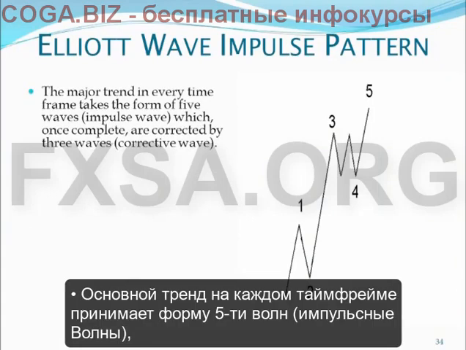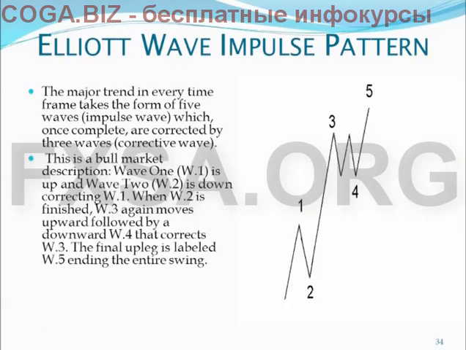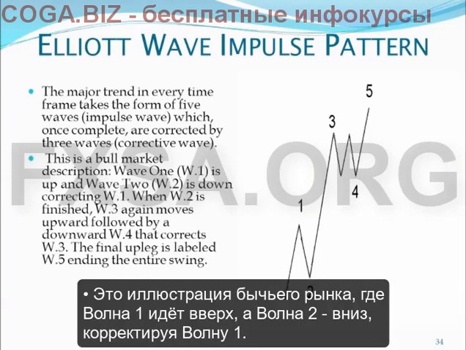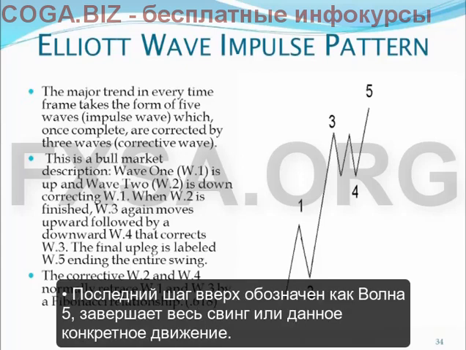Now here's an Elliott wave impulse pattern. The major trend in every time frame takes the form of 5 waves, impulse wave, which, once completed, are corrected by 3 waves, corrective waves. This is a bull market description where wave 1 is the up and wave 2 is down, correcting wave 1. When wave 2 is finished, wave 3 again moves upward, followed by a downward wave 4 that corrects wave 3. The final leg is labeled wave 5, ending the entire swing, or this particular move.